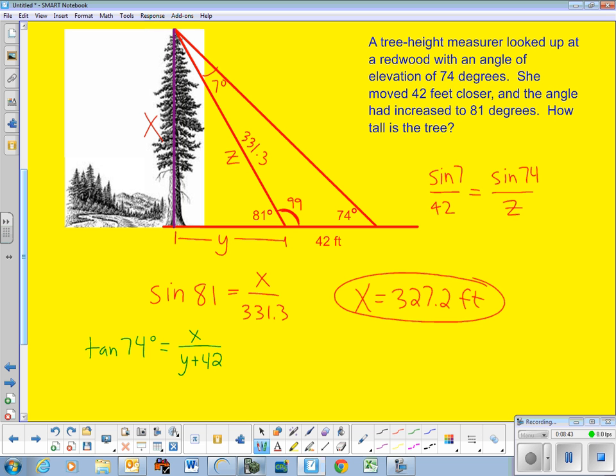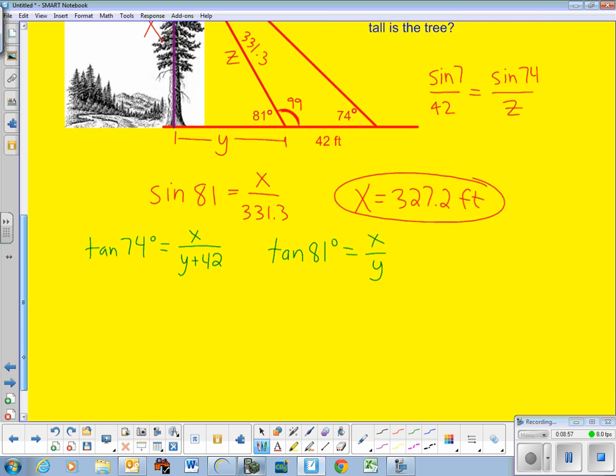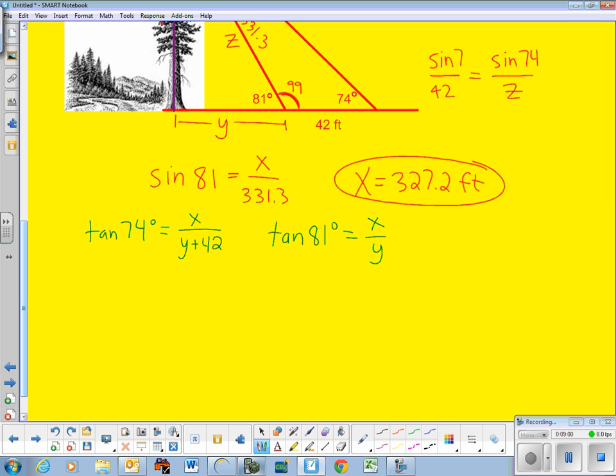And that's true and that's good, but I have an x and a y, which is a problem. But then I know if I have 2 unknowns, I need 2 equations. My other equation would be the tangent of 81 degrees equals x over y. So now I have 2 equations, 2 unknowns, and I can do a little substituting and solve. Over here I can make it y times the tangent of 81 equals x, and then take that and put it up here. So tan 74 equals y times the tangent of 81 over y plus 42.